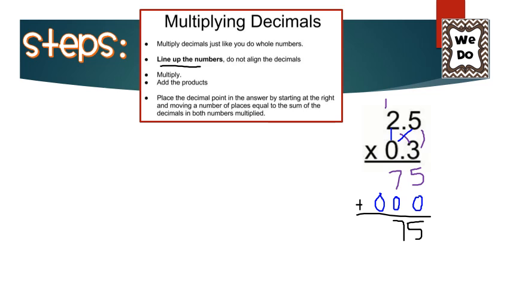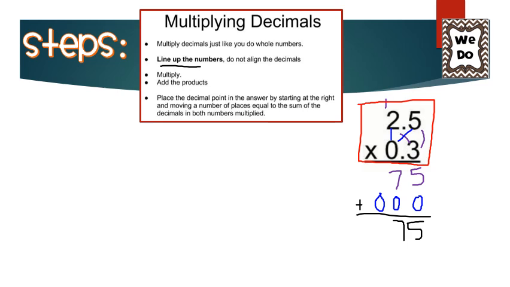75. If I'm multiplying 2.5 by 0.3, is it reasonable to have an answer of 75? No, right? 2.5 would have to be multiplied by a lot more than 0.3 to get it to equal 75. So let's count how many decimal places we have in our factors.